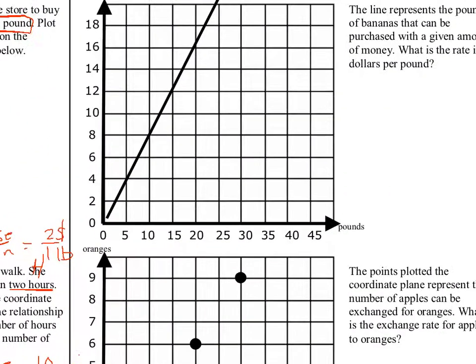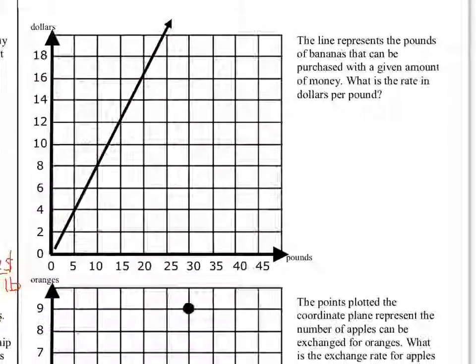So let's move on to the next one. Now the next one says the line represents the pounds of bananas that can be purchased with a given amount of money. What is the rate in dollars per pound? If it's asking us what the rate is, our big key thing here today is that the rate is equal to the slope. So all I need to do is find the slope to give me the rate.